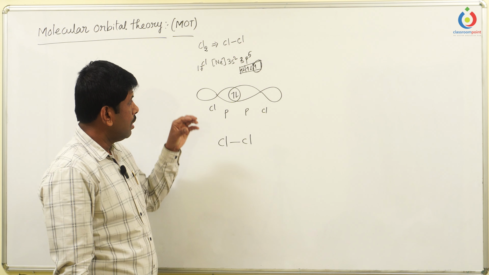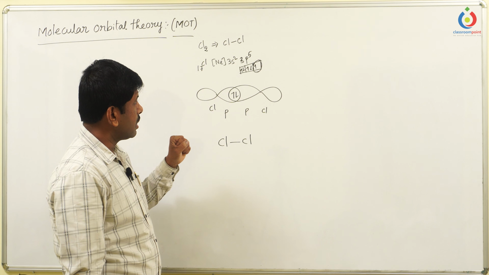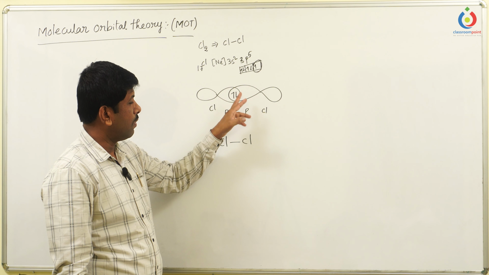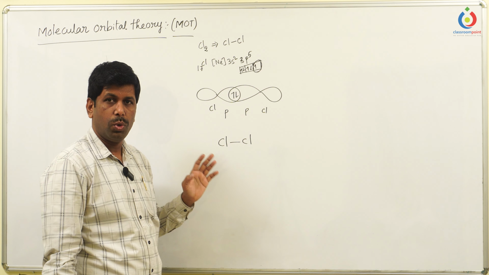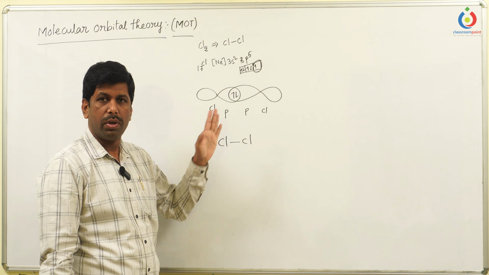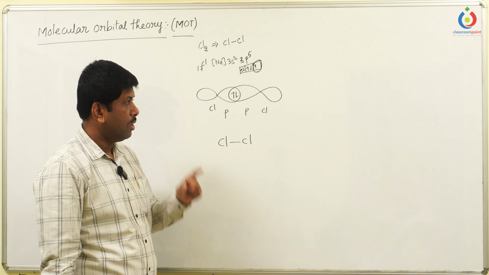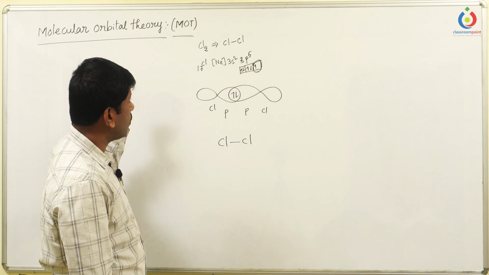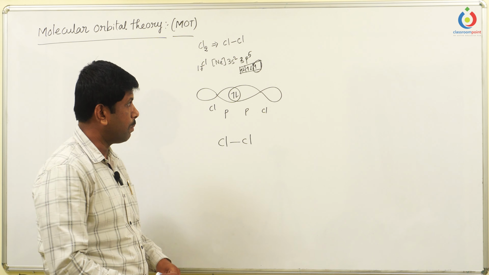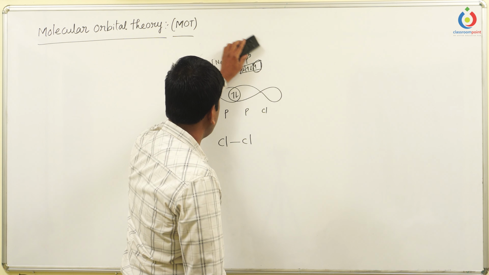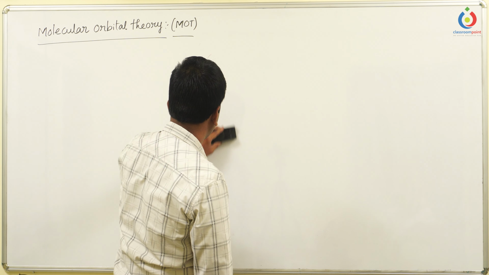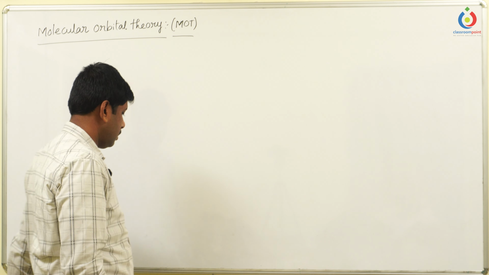That means molecular orbital theory suggests that once a molecule is formed, these atomic orbitals no longer exist. They also convert into the molecular orbitals. So to explain that particular concept, molecular orbital theory has been proposed. Now let us see what are the main salient features of the molecular orbital theory.